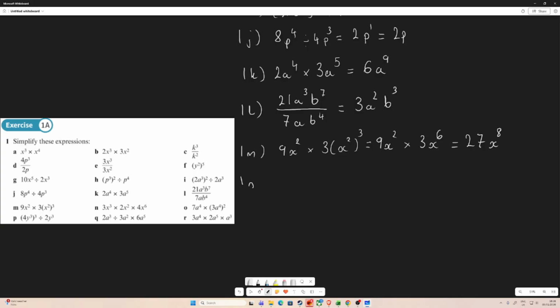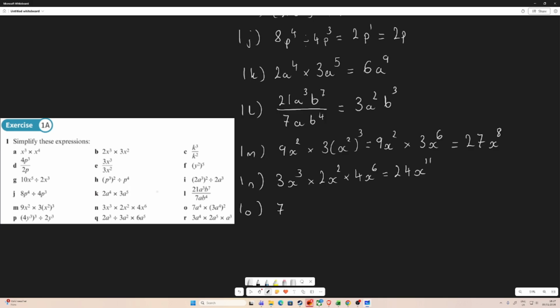1n. We have 3x cubed times 2x squared times 4x to the power of 6. What do I have now? Let's multiply the coefficients first. 3 times 2 is 6, 6 times 4 is 24. Let's add the powers. 3 plus 2 is 5, 5 plus 6 is 11, so that's 24x to the power of 11.